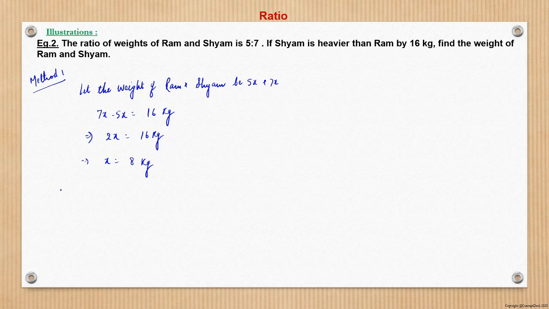So the weight would be: Ram's weight is 5x, which is 5 times 8, 40 kg, and Shyam's weight is 7x, which is 7 times 8, 56 kg, right? This is method 1.